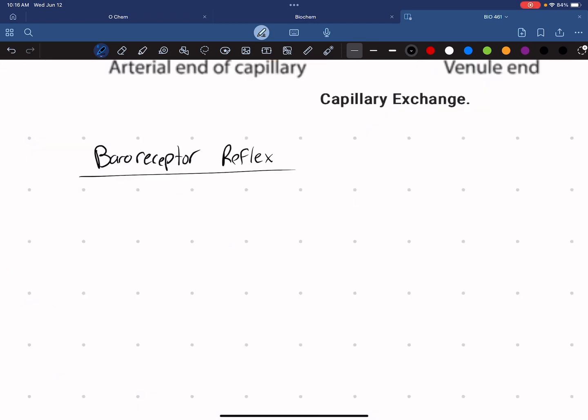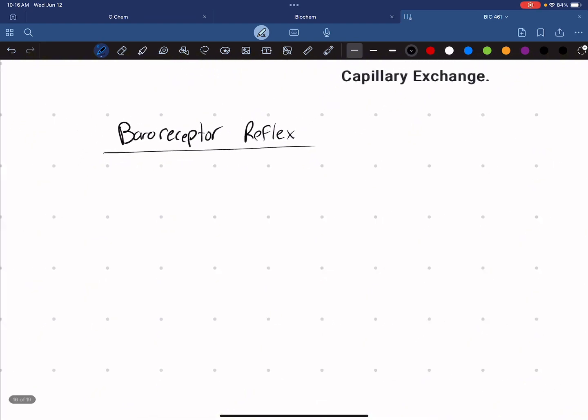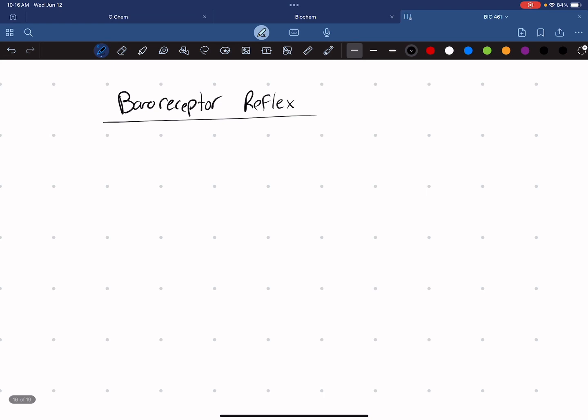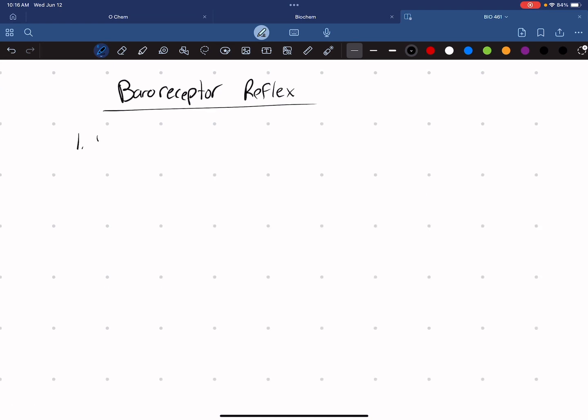Okay, we're now going to describe what is known as the baroreceptor reflex, and we're going to talk about the different components that make up this reflex and how it works. Firstly, we have the receptors, which are baroreceptors, obviously. And these are stretch receptors, so they respond to changes in the stretch of the arteries, and they will be able to change the blood pressure based on the stretch that they feel.